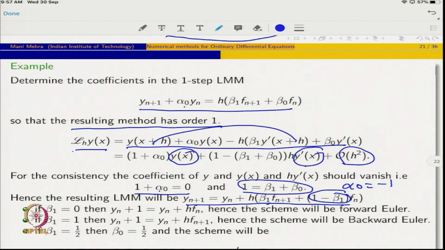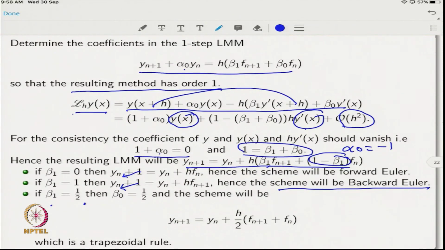If beta 1 is 1, in that case of course this 1 should be here, this is just a little typo. So, y n plus 1 is equal to y n plus h f n plus 1, hence the scheme will be the same as backward Euler which we got, and if I choose beta 1 is half, the scheme will be this which is the trapezoidal method.